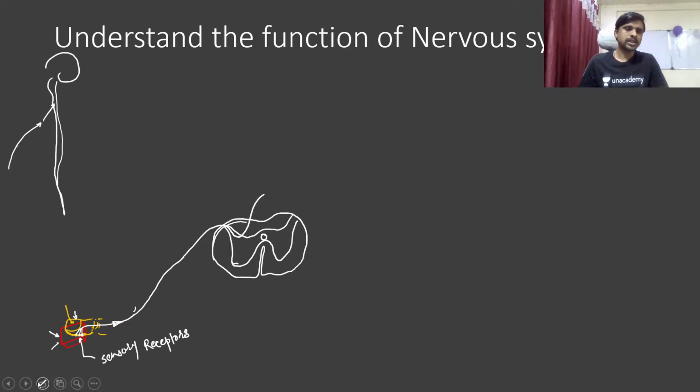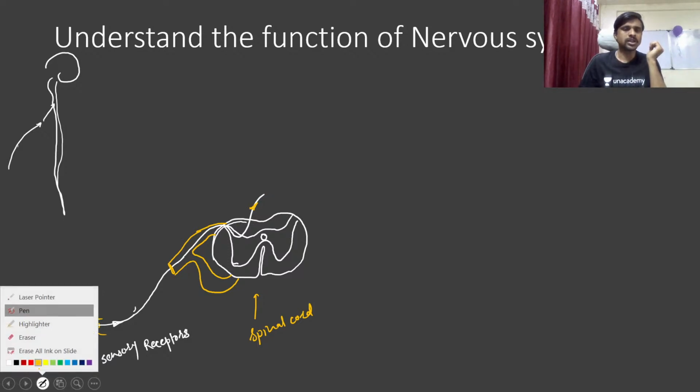Okay, so let's draw the complete structure of a part of your spinal cord. Okay, so this is the spinal cord. Your nerve is going to enter into the spinal cord and move toward the brain. So this is actually the signal which is moving toward the brain.